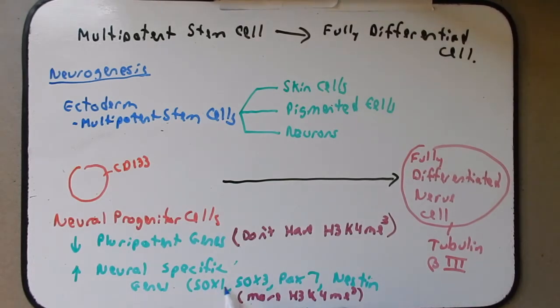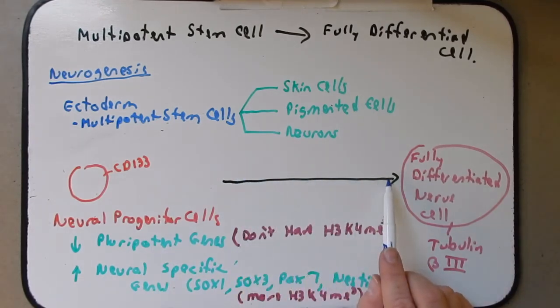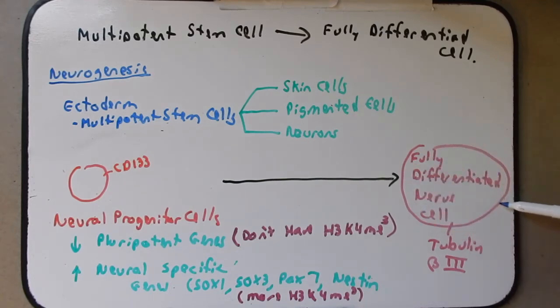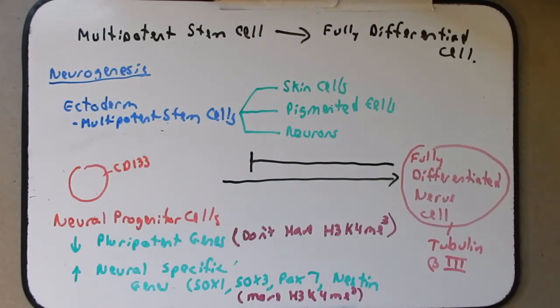As these transcription factors are upregulated in these neuroprogenitor cells, a process of cellular differentiation occurs, allowing other genes to be turned on and other genes to be permanently placed into that heterochromatin state. And ultimately, you will get into this fully differentiated nerve cell. And again, remember, there's no going back. Once a cell has been differentiated, it doesn't go back under usual circumstances.